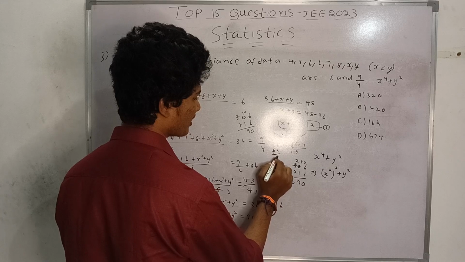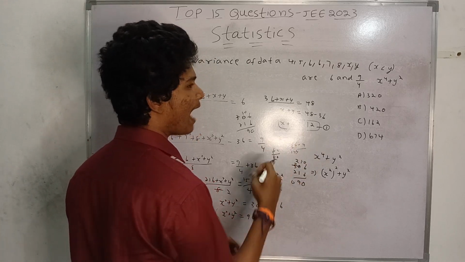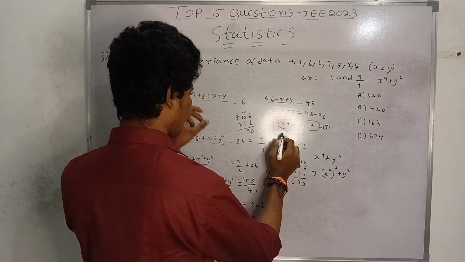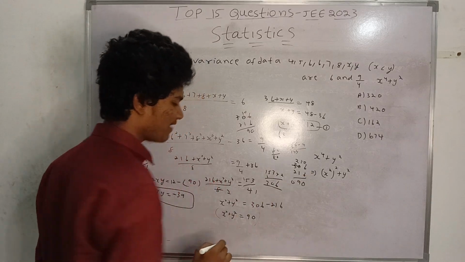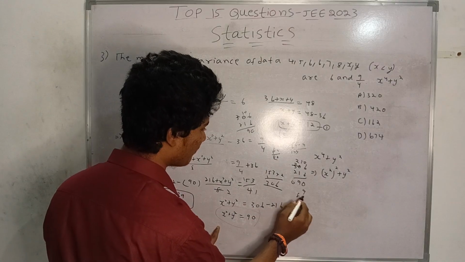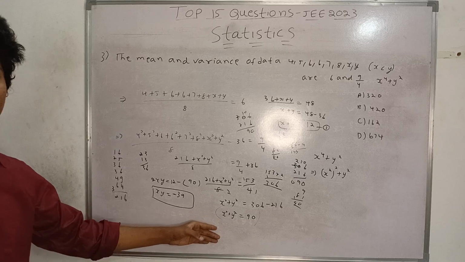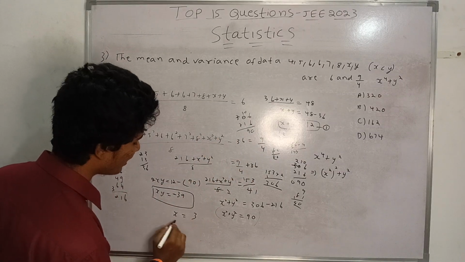16 and 64. It is 80, not 90. So this is rejected. I do another trial. Suppose I take 3 and 9. Sum is 12, yes, it is satisfied. 3 square is 9 and 9 square is 81. Yes, it is satisfied. So here the two numbers x comma y: x equal to 3, y equal to 9.